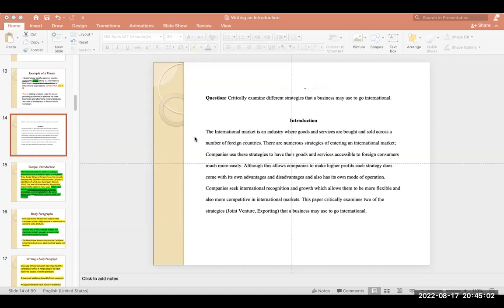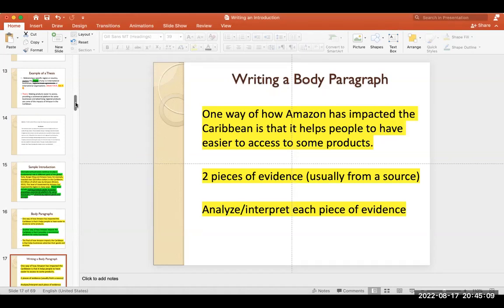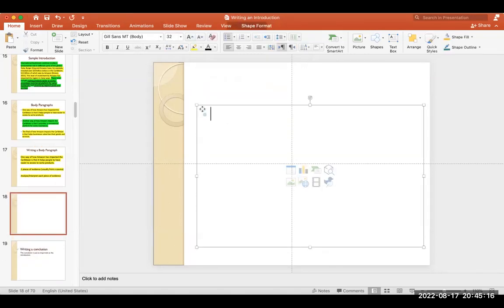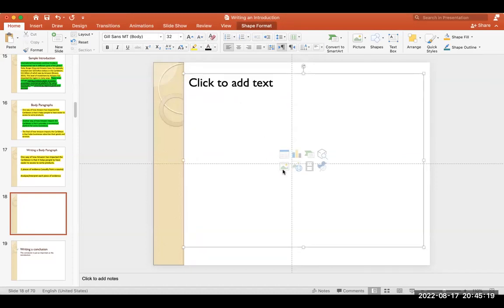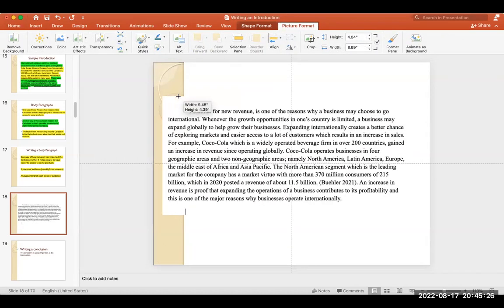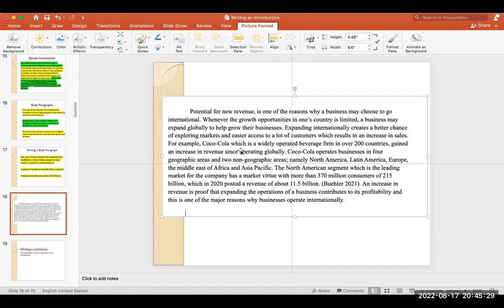So this body paragraph, let me just insert it so that you can see it. If we look at this example in particular, you can see the topic sentence, even if there are grammatical issues. Potential for new revenue is one of the reasons why a business may choose to go international. So we see the topic sentence. And then you see the body. And then of course, an increase in revenue is proof that expanding, and this is the actual concluding sentence. So this is actually a very well-written body paragraph.